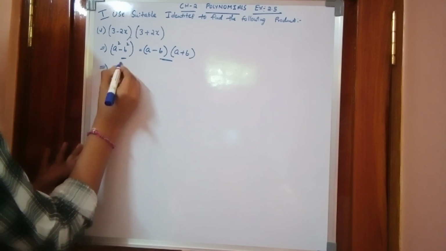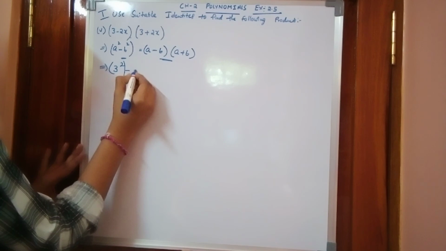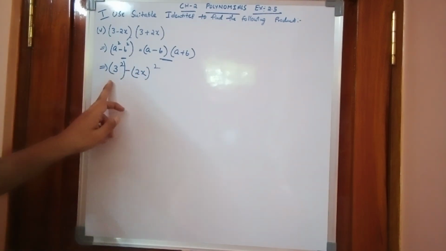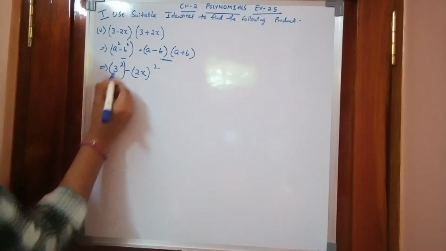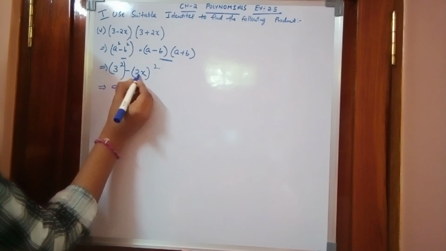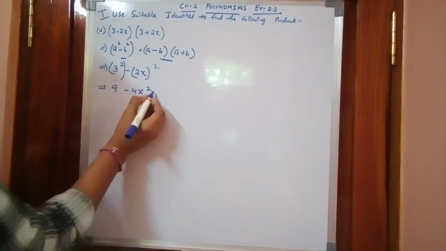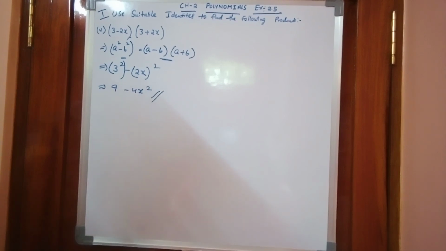So 3 square minus (2x) whole square. This implies 3 square is 9, minus 2 square is 4, so 9 minus 4x square. This is the answer of the fifth one. This will get 1 mark or 2 marks. This is a very small sum.